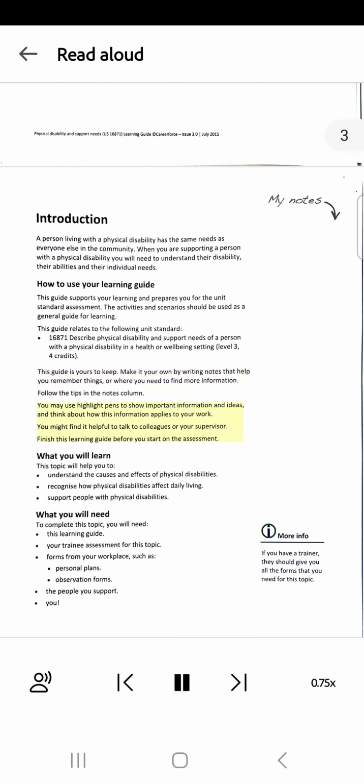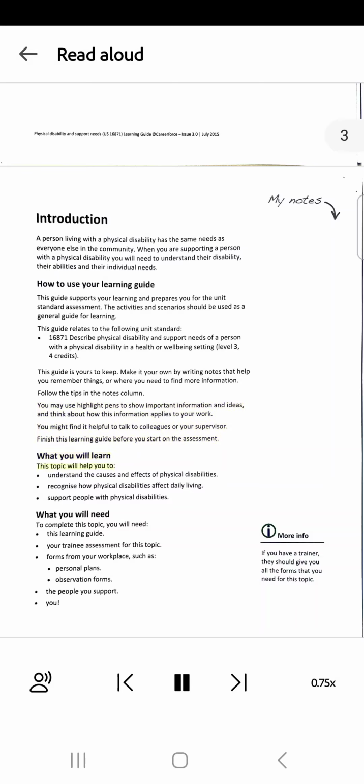You may use highlight pens to show important information and ideas, and think about how this information applies to your work. You might find it helpful to talk to colleagues or your supervisor. Finish this learning guide before you start on the assessment.